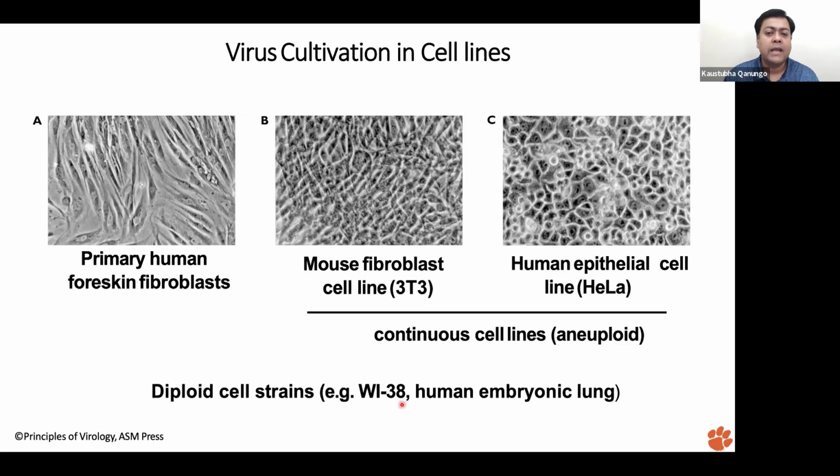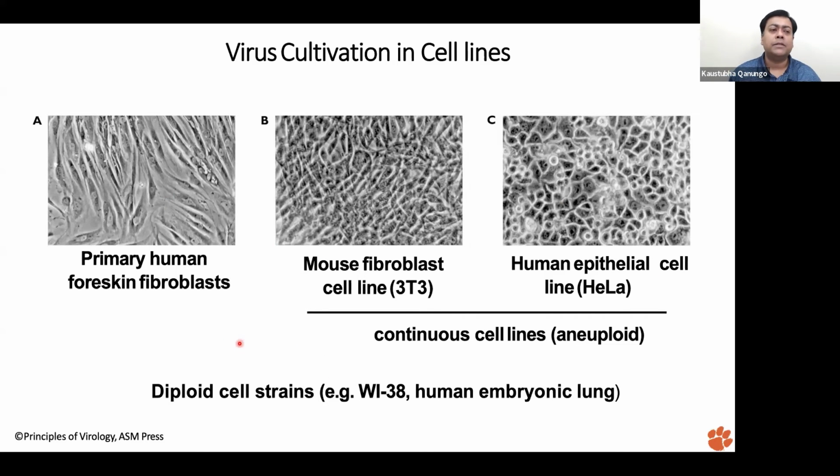Now, here is a cell line that you will read in your notes as well, which is called WI-38, and this is derived from a human embryonic lung. This is a diploid cell strain, and this can be passaged up to 100 times. And this is not a continuous cell line. It does have mortality, but this is used for making vaccines. So this is a very popular choice for making even poliovirus vaccine. They live much longer than the usual primary cell cultures. So that's the overview of your virus cultivation.